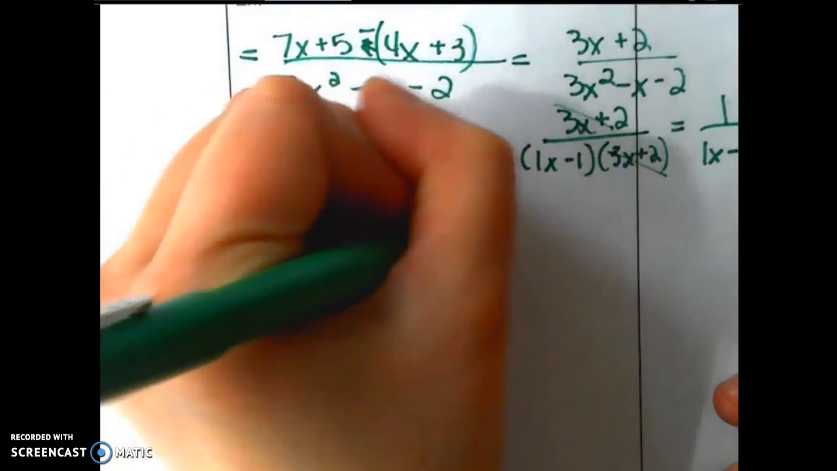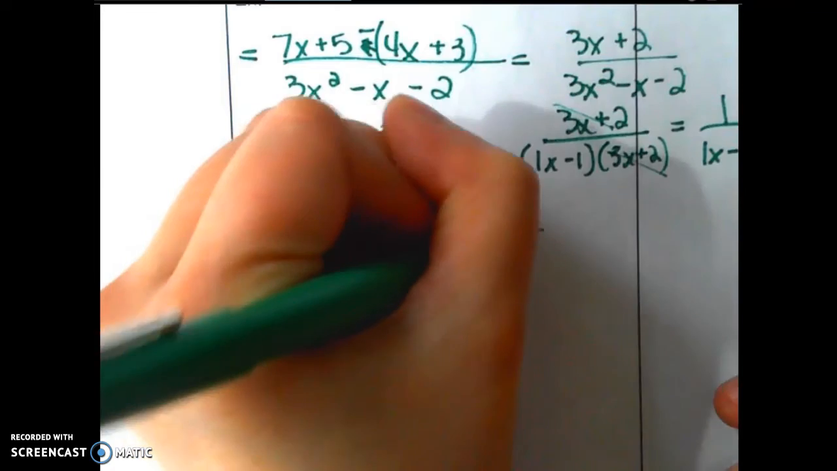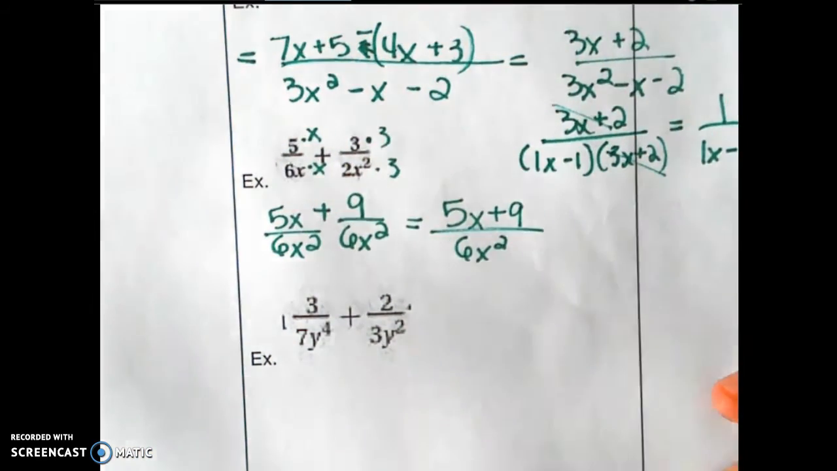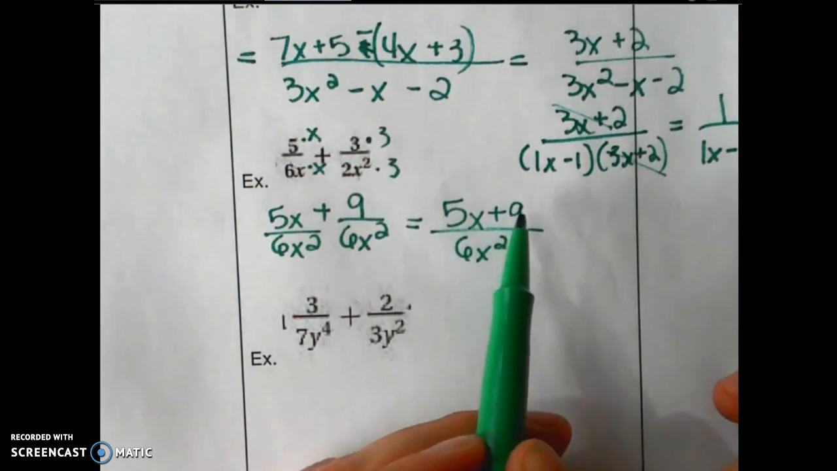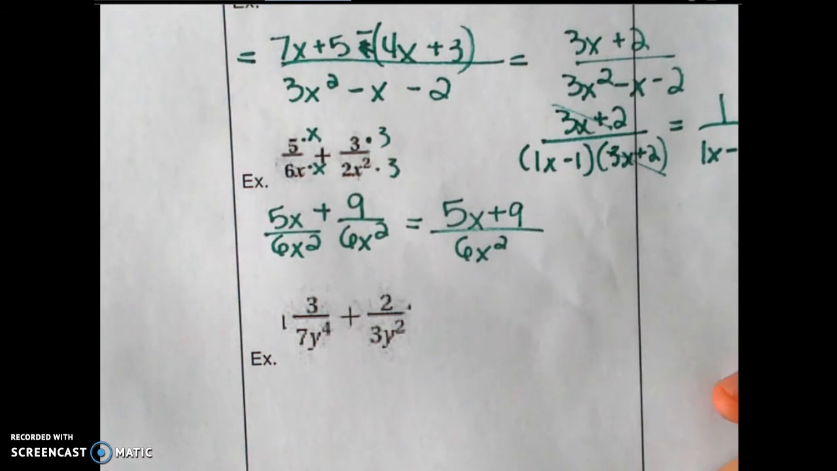That will give me 5x plus 9 over 6x squared. Remember, just carry over the denominator. And looking at this, there's really nothing I can simplify. There's no greatest common factor here, and nothing's going to cancel there.